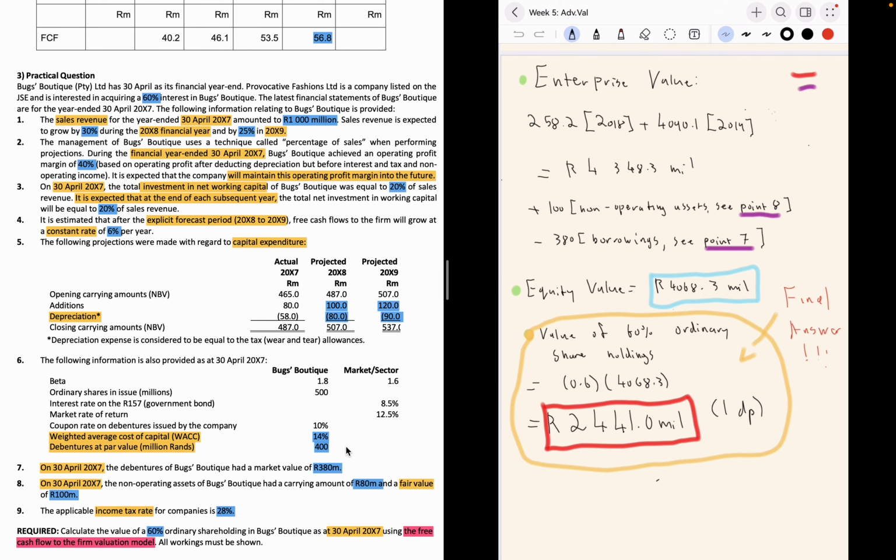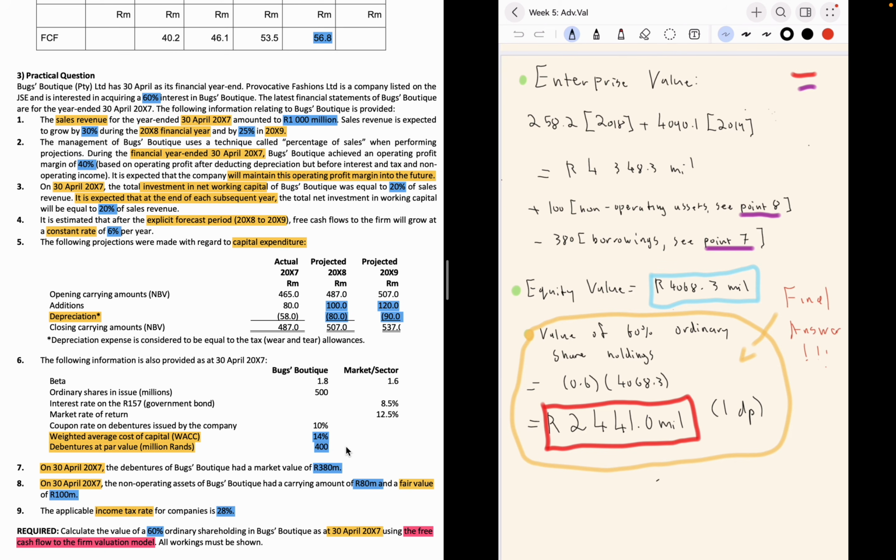And so what do we finally get? We have an equity value of 4,068.3 million. Now we want to know what is the value of 60% ordinary shareholdings. We say 60% times 4,068.3, and that should give you a final answer of 2,441.0 million. So that is the value of 60% ordinary shareholdings.